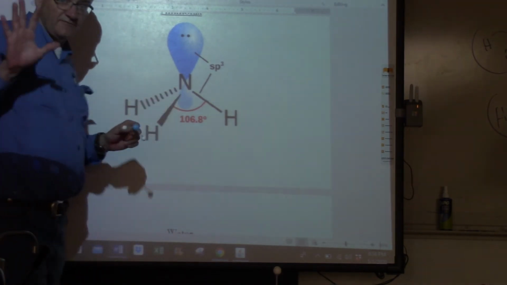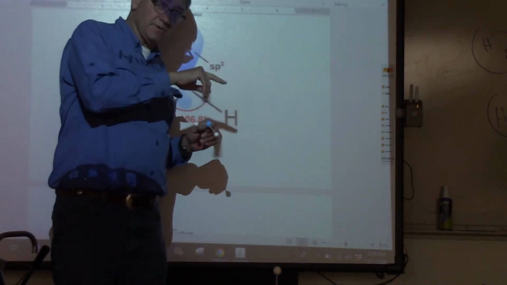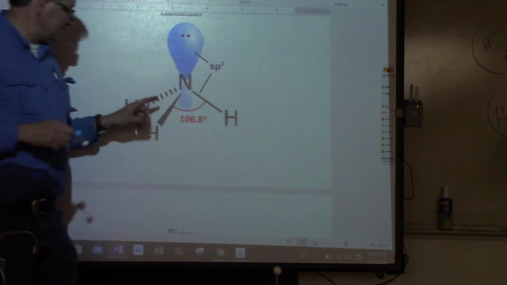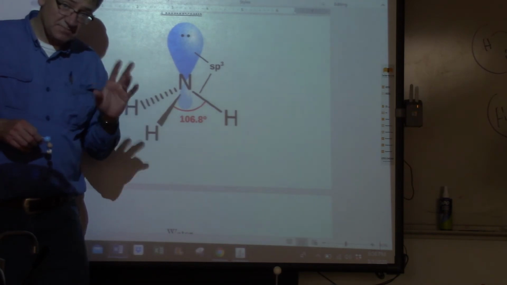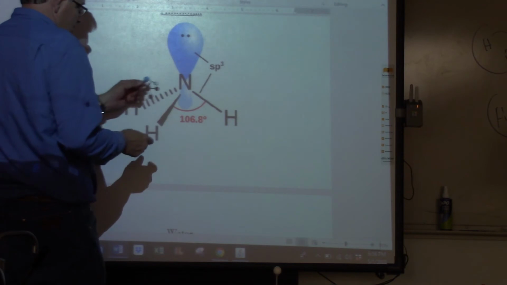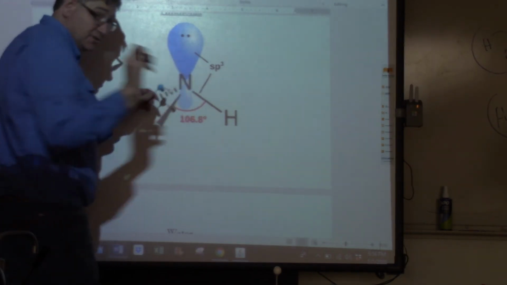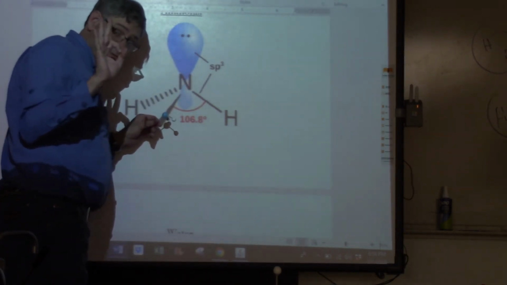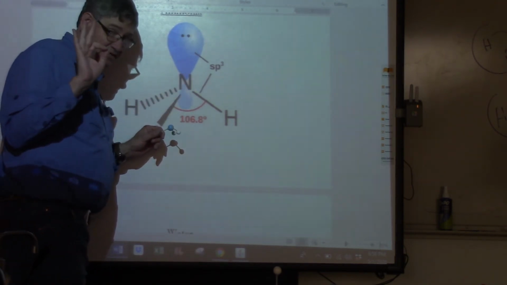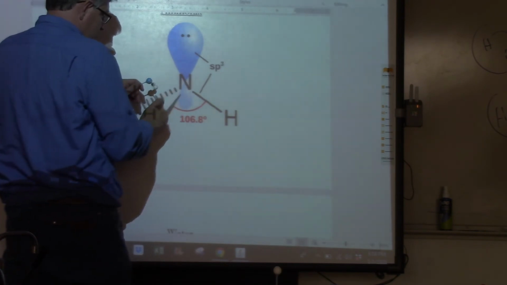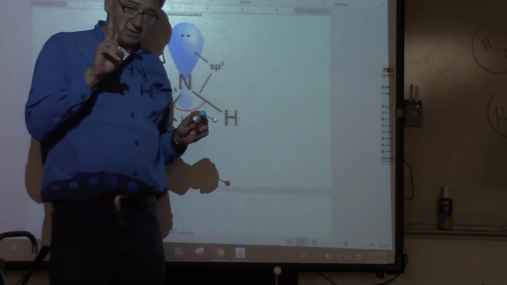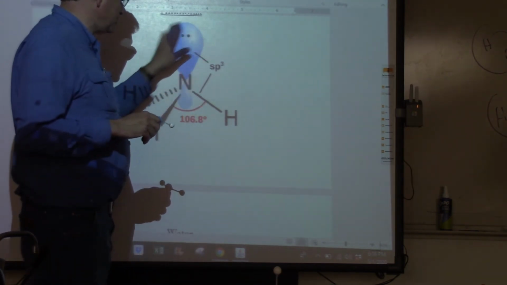Ammonia has 5 valence electrons, okay? Carbon had 4. Nitrogen has 5. So this is still going to be sp3 hybridization. I've still mixed the s and all 3 p orbitals. But nitrogen has 3 unpaired valence electrons, so it's going to form a bond here, a bond here, a bond here. That leaves 2 extra ones, and this is going to be this unbound pair of electrons up here.